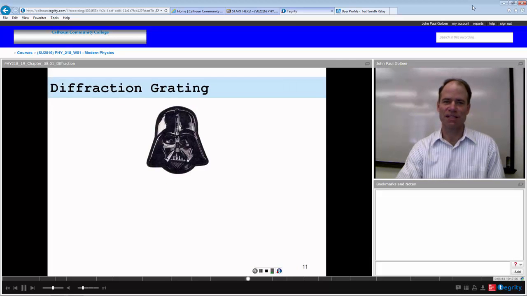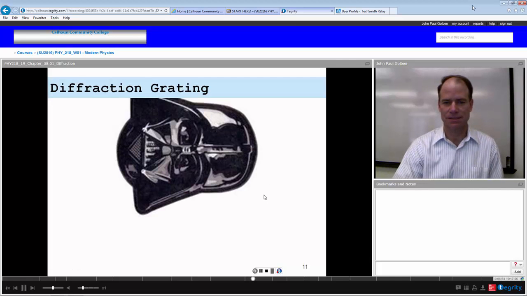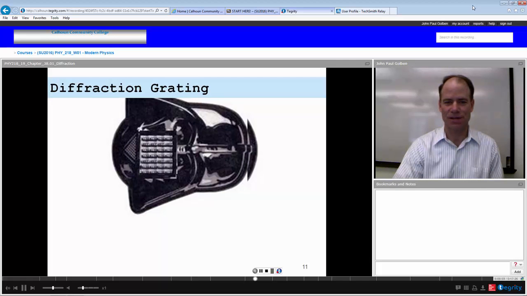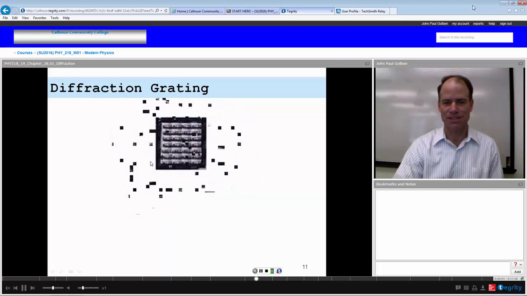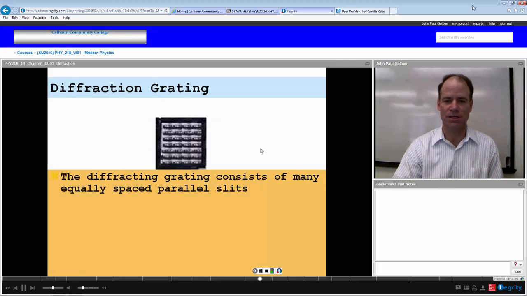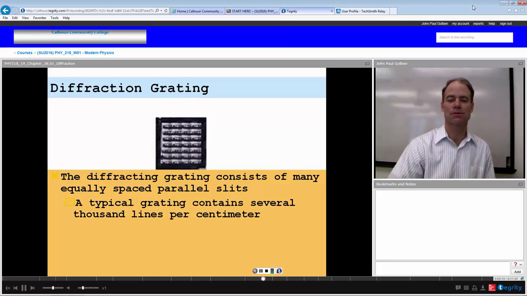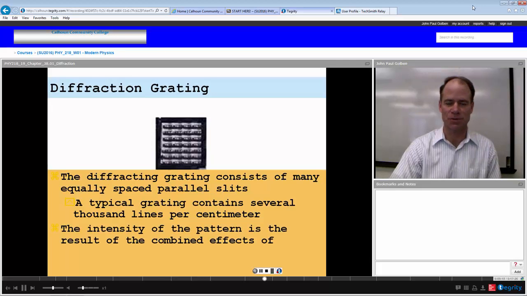If we have a diffraction grating, as might be observed here, we have a good subject to demonstrate. If we look at the grating in Darth Vader's helmet, we can see that we have a nice spacing of the grating here, which will help us to get a really good interference pattern. This diffraction grating consists of many equally spaced parallel slits. A typical grating contains several thousand lines per centimeter.